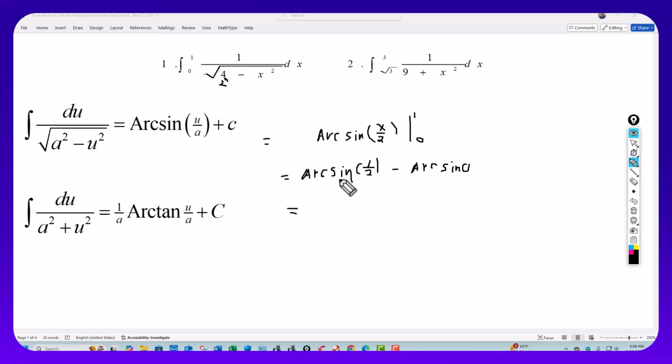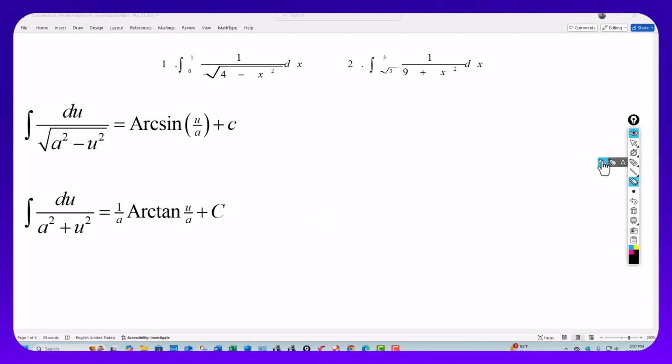So this will equal, then, what angle has a sine of 1/2? That's what this means. Arcsine or sine inverse of 1/2. And in radians, that's pi over 6. Minus arcsine of 0. What angle has a sine of 0? It's 0. For the exact answer, we just leave it in this form here. It comes out to pi over 6.